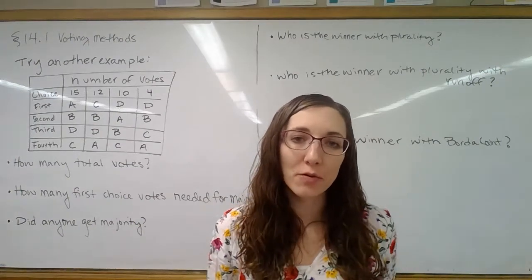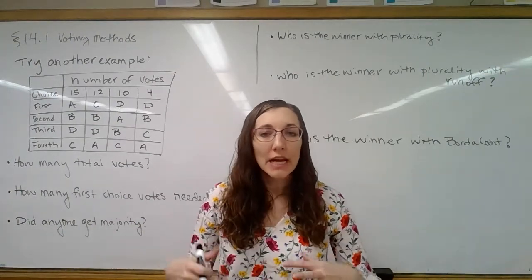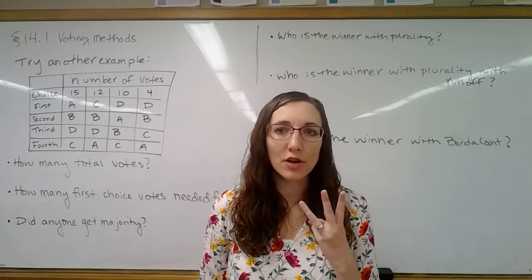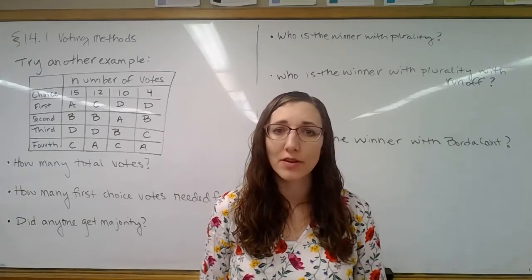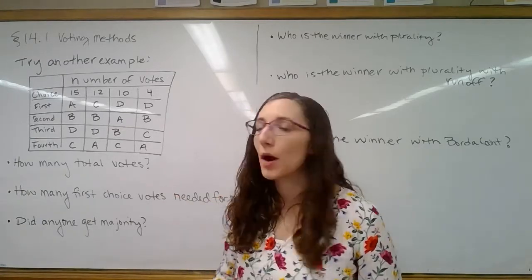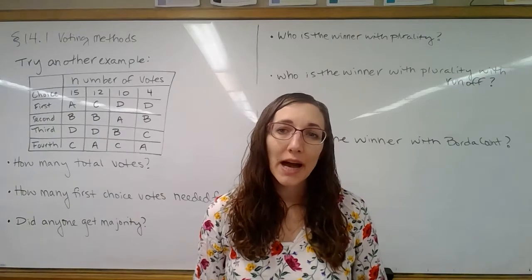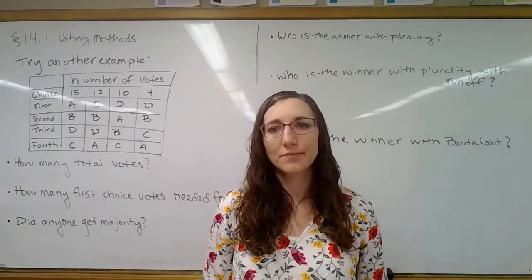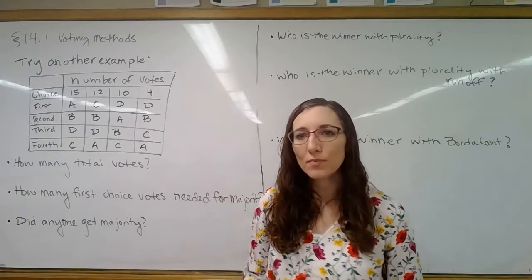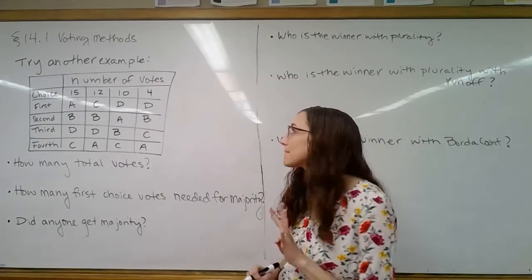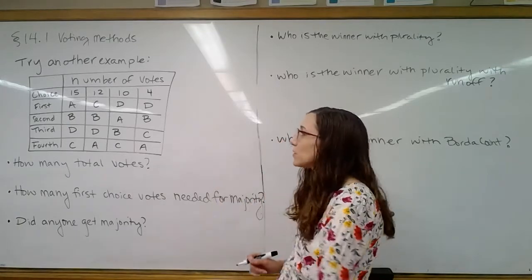Take a pause before we learn our fourth method and just try a new example with the three methods that we've learned so far, practicing the other things we learned about our preference table. So I put this example up here. I didn't give it a fun scenario, just the preference table. We've got four candidates, A, B, C, and D, and we're going to ask a bunch of questions about it.